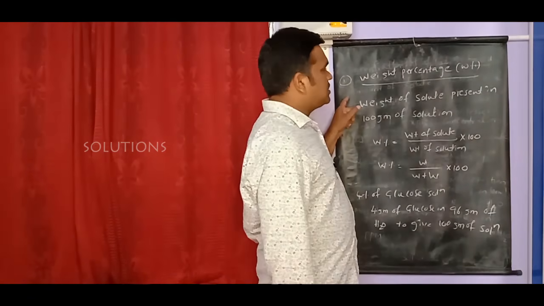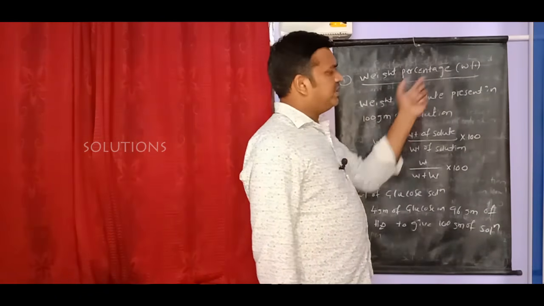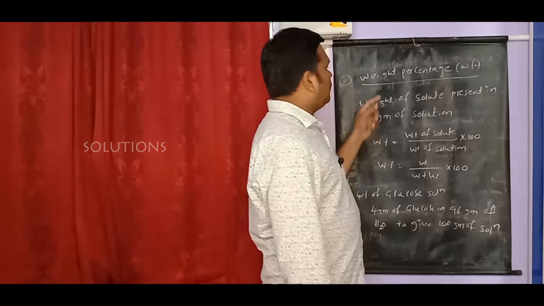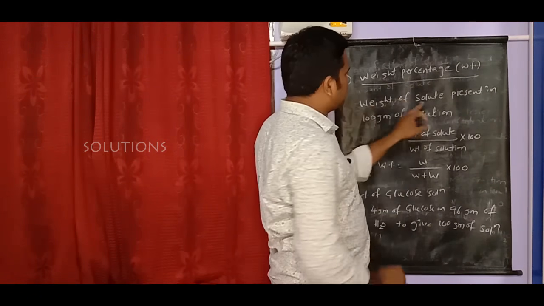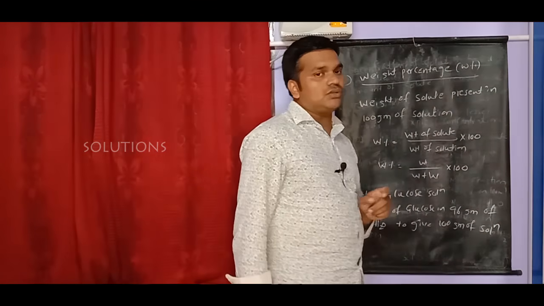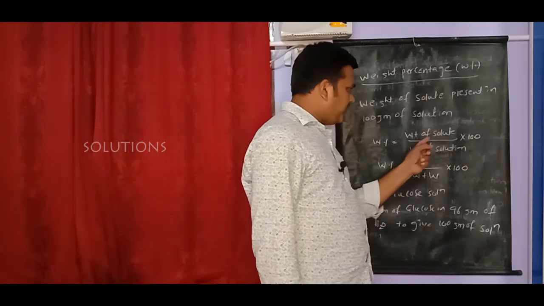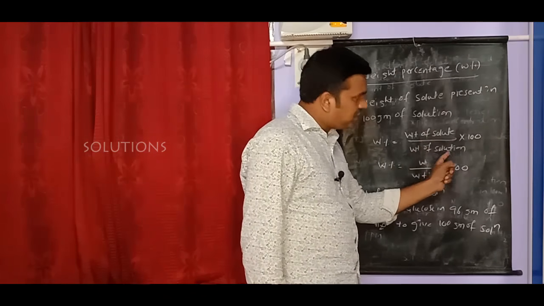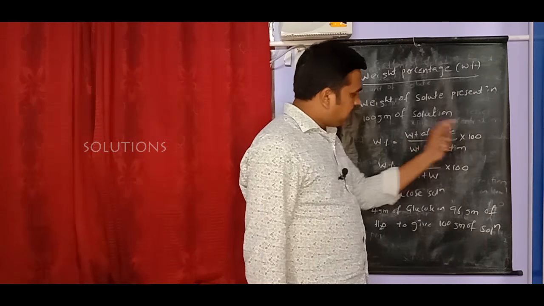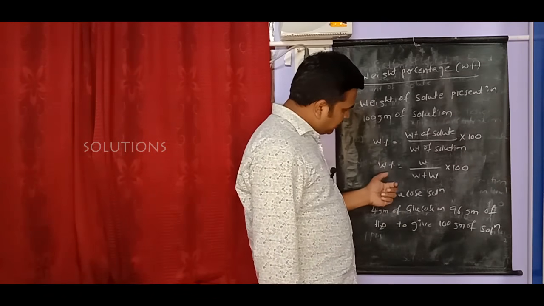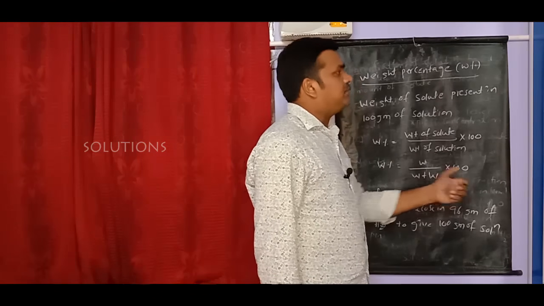So the first concentration method is weight percentage, or you can say mass percent. How can you define this weight percent? The weight of the solute present in 100 grams of the solution. So if you see the formula, weight percent is equal to weight of solute by weight of solution into 100. Let us see the formula again. The weight percent is equal to small w by small w plus capital W into 100.